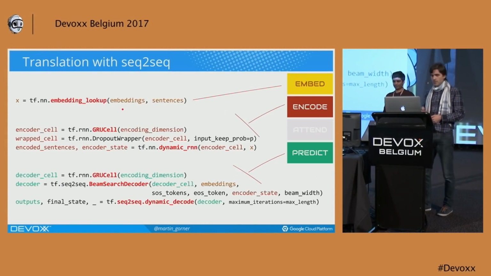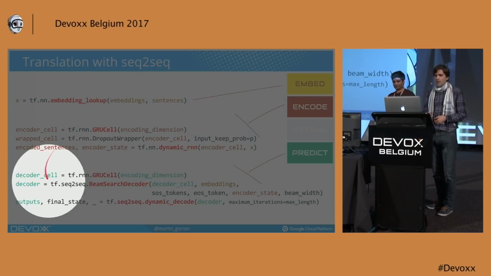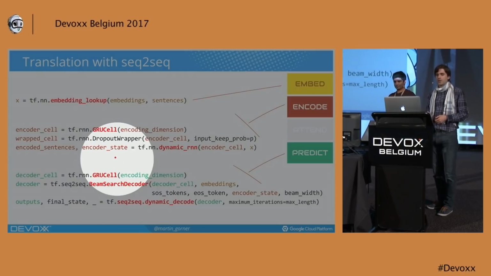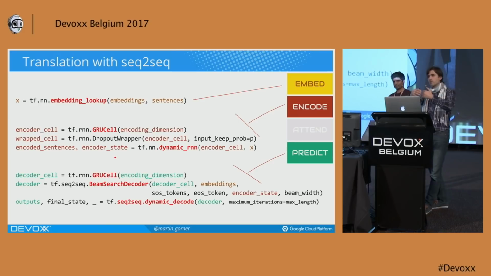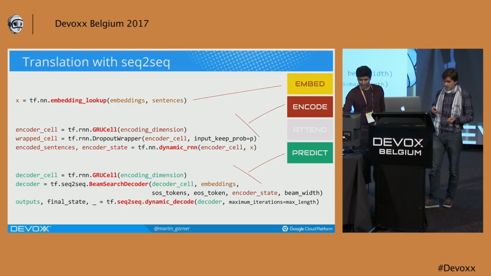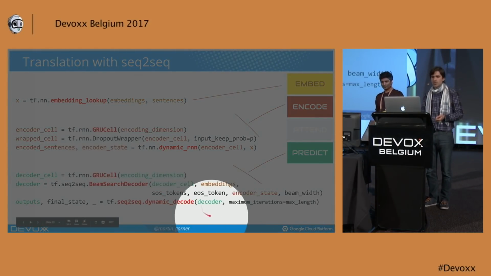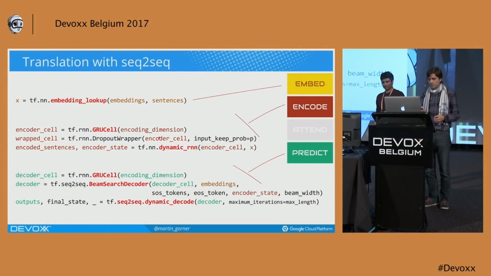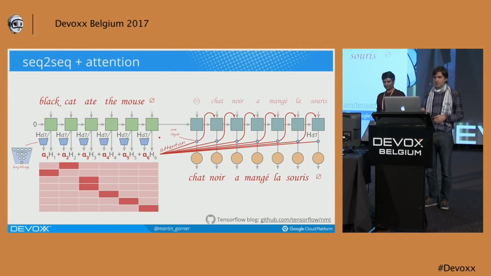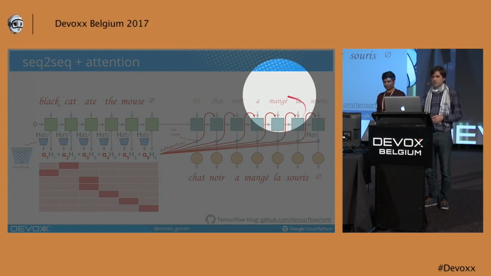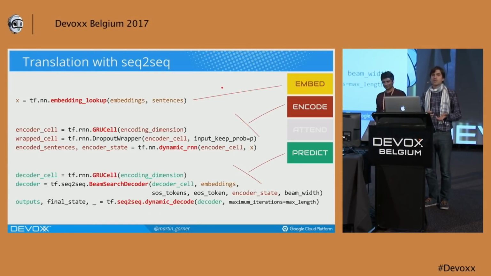Then the decoder is, again, a GRU cell. I will use this beam search trick to produce from the unrolled decoder the most probable sequence of words instead of just the most probable word. And in my sequence-to-sequence API, I also have a dynamic decode function to which I feed my decoder cell, and this will unroll the sequence and build my decoder. So now I built this part. And the only thing missing is the attention mechanism.